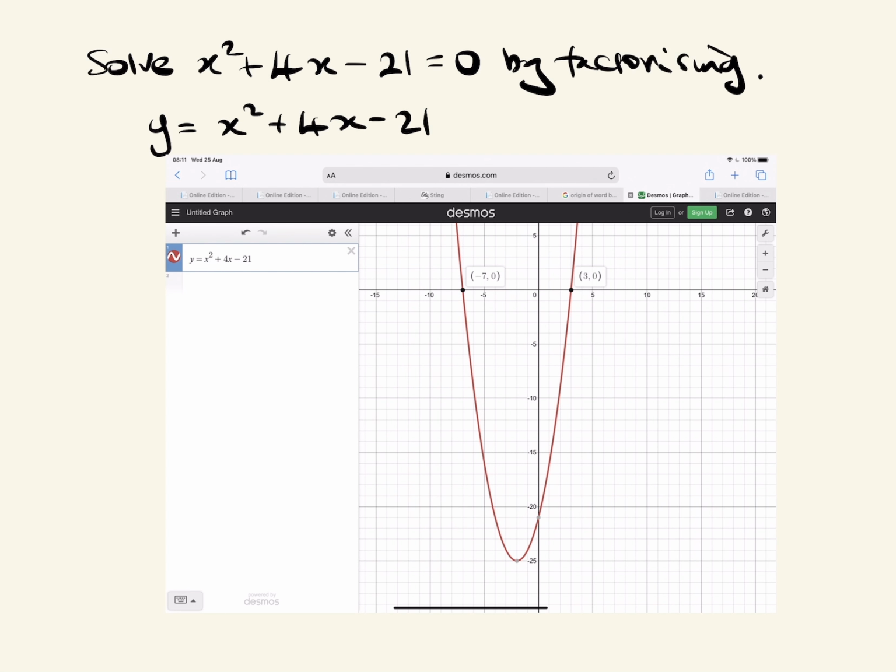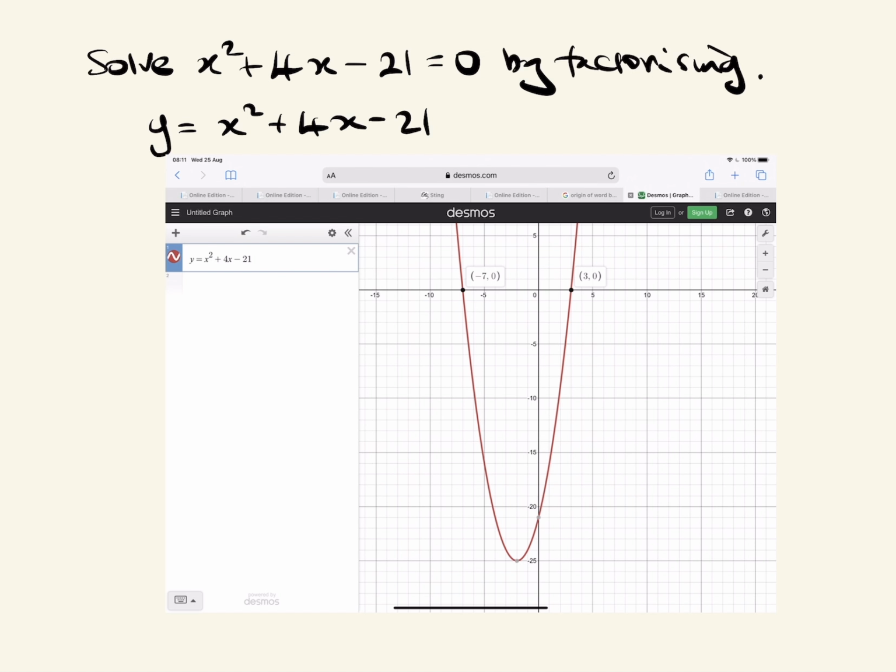Can you see that that quadratic graph goes through the x-axis at 2 points? The only difference between this and this is that this is equal to 0. So in other words, the y is 0. Well, where y is 0 on the graph is at the x-axis. So here we're being asked, where does this graph go through the x-axis where y equals 0?